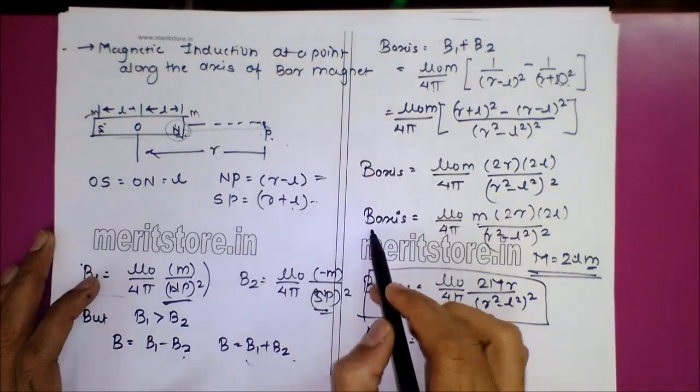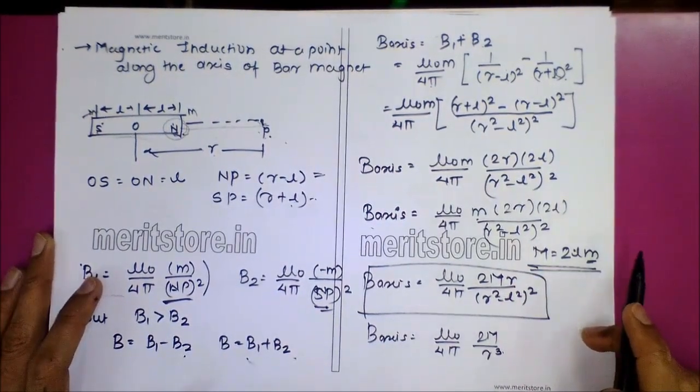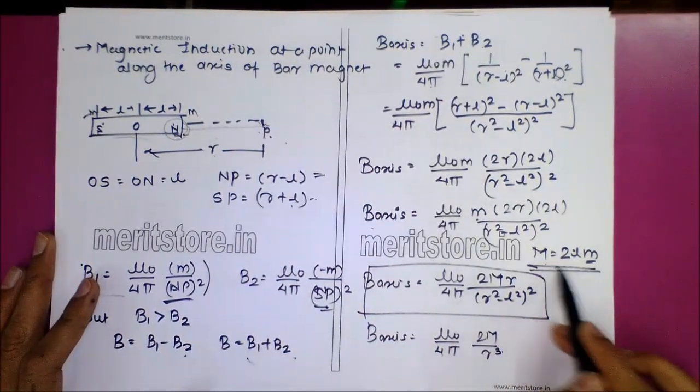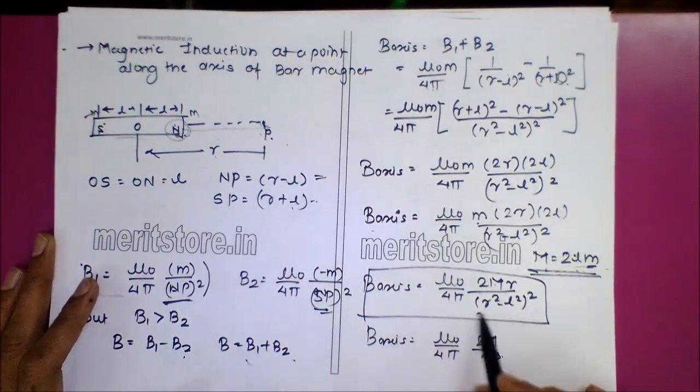So we reached the formula Bx equals mu naught upon 4 pi, m 2r 2L upon (r square minus L square) the whole square, where the magnetic moment is 2Lm. So we substitute the capital M over here and we get this formula.